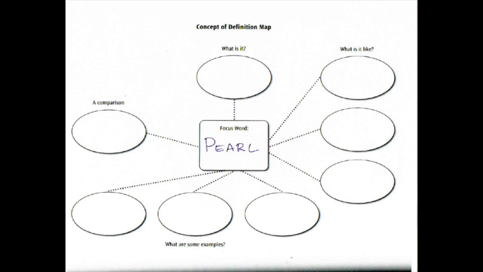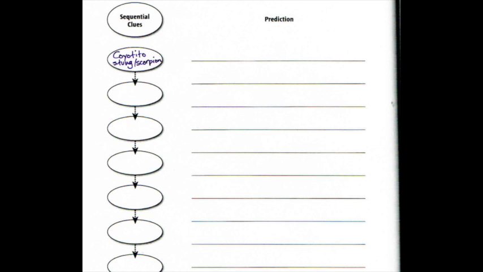The third approach that you can use is to use the events of Chapter 1 as a predictive device in terms of what you think will happen in the story. And the idea here is that you use these sequential clues. So first, for example, the very first thing that happens, Coyotito gets stung by a scorpion and he gets sick. Because of that, they have to consider taking him to the doctor.